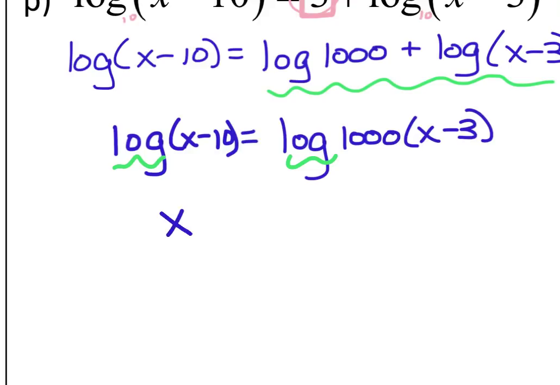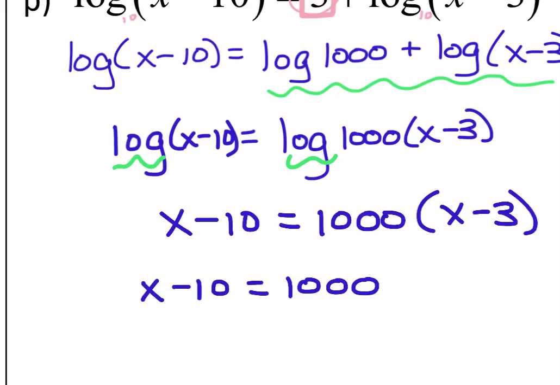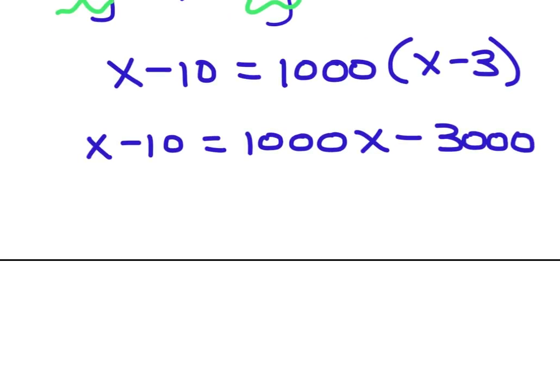Now I have both sides of the equation with a single logarithm, and so I can drop the logarithms and just say that x minus 10 is equal to 1,000 times x minus 3. Distribute the 1,000 on the right, so x minus 10 equals 1,000x minus 3,000.